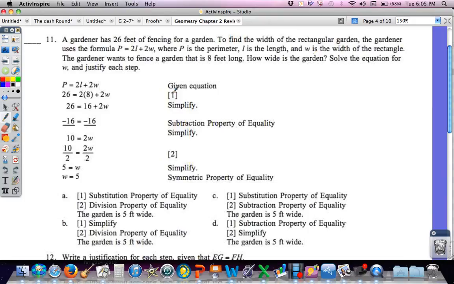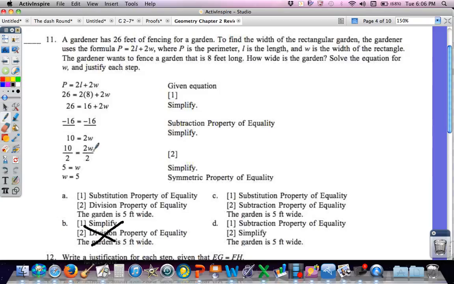what we're doing in statement number 1 and what we're doing in statement number 2. You can even look at the choices if that helps. A says substitution property of equality, C says substitution property of equality, D says substitution property of equality, and one says simplify. So looking at the answers, we didn't simplify, we substituted.